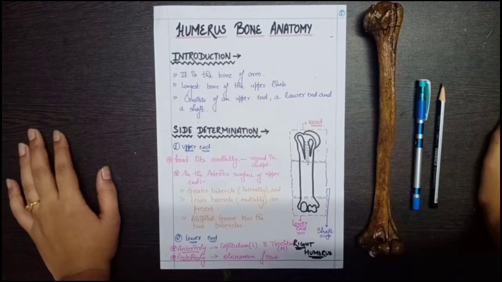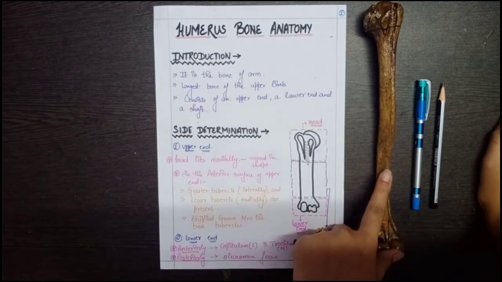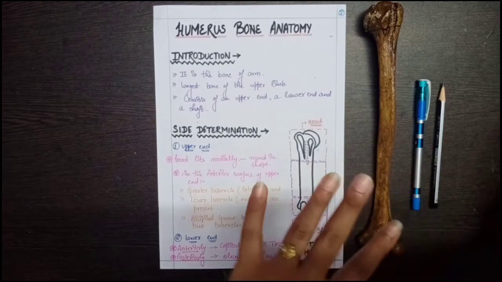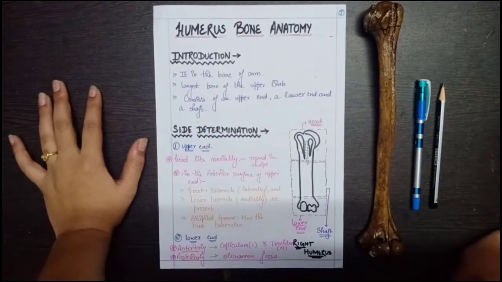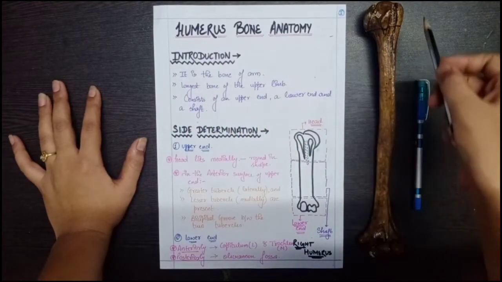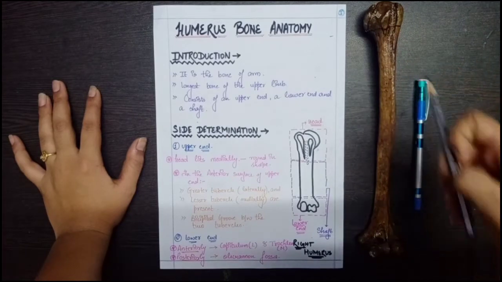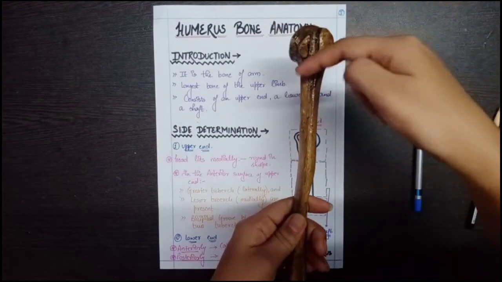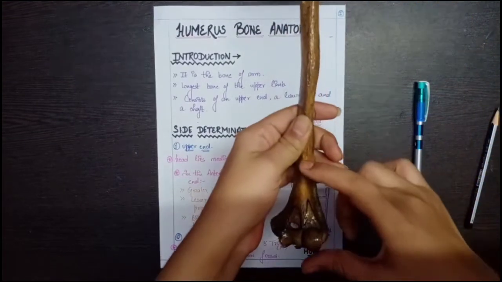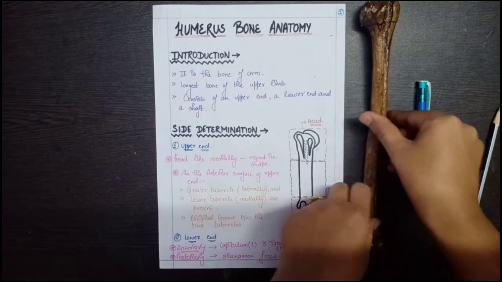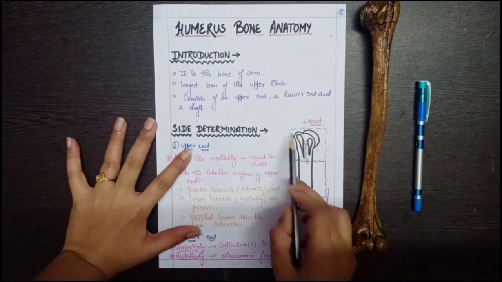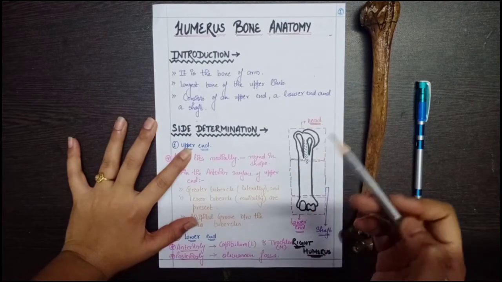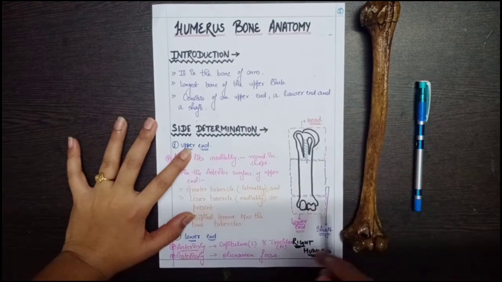So the first thing is, it is a bone of the arm, and it is the largest bone in the upper limb. Please remember that it is the largest bone of the upper limb, and it consists of an upper end, a shaft, and a lower end. If you're getting confused, this is a diagram. The upper end is also known as the head, then the shaft, and the lower end.